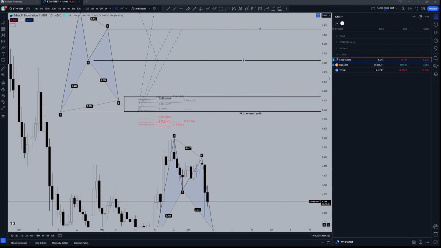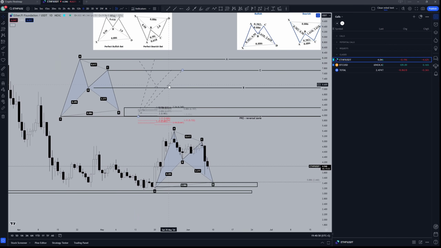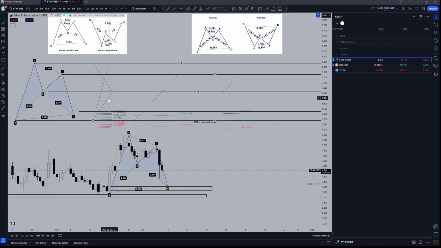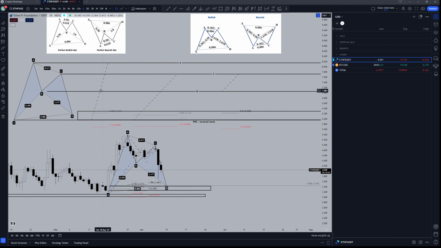Let me actually realign these. I'll just align them on here to show an example of this.